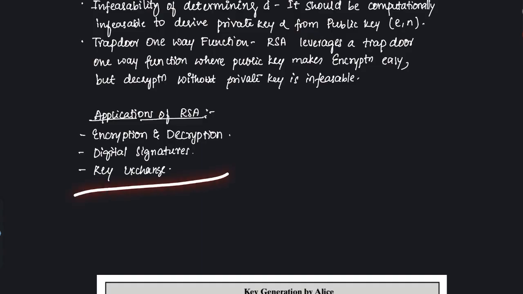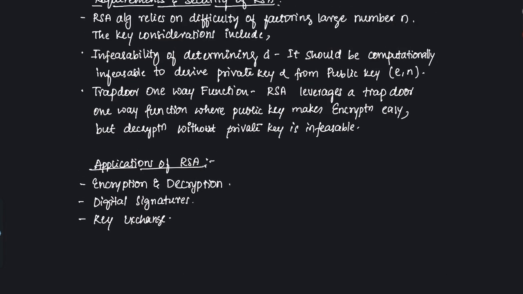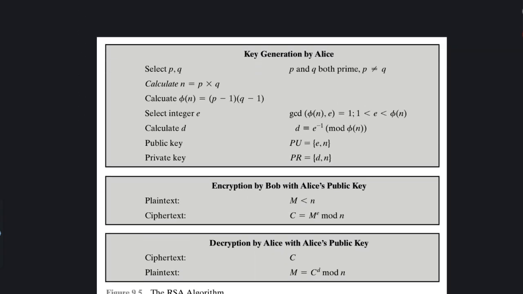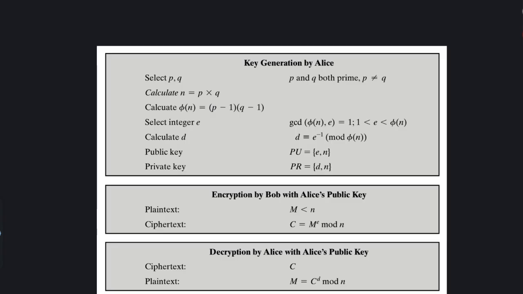So we can say that RSA is widely used in secure communication protocols like SSL, TLS. This is used for protecting internet data and remains one of the fundamental cryptographic algorithms even today. So this was about the requirements and security aspect of RSA. Next, we'll look into the figure here, as I told you. This figure explains the algorithm.